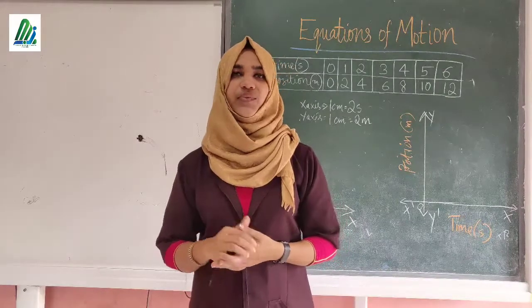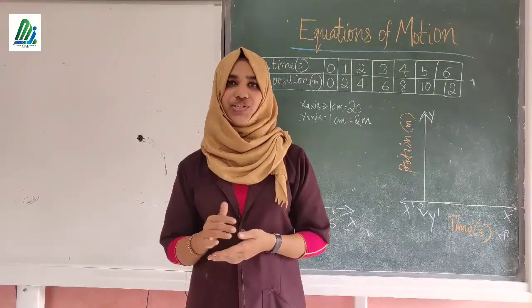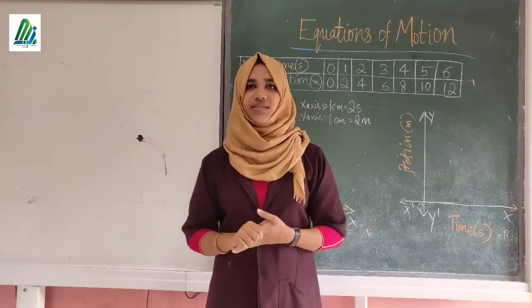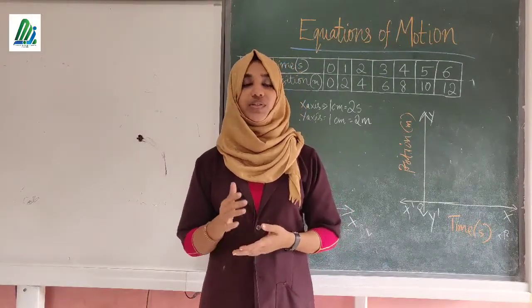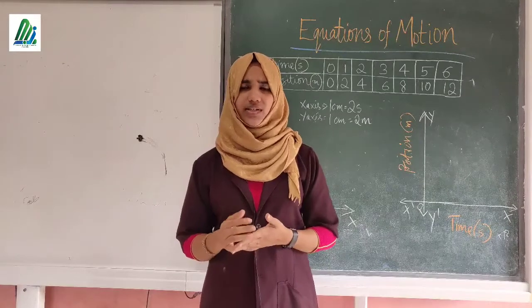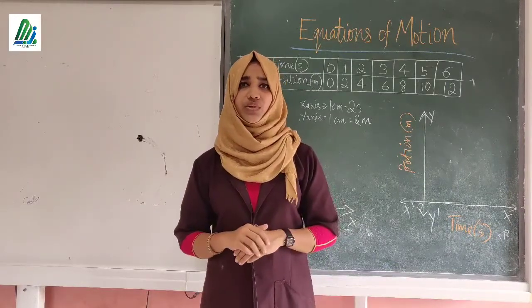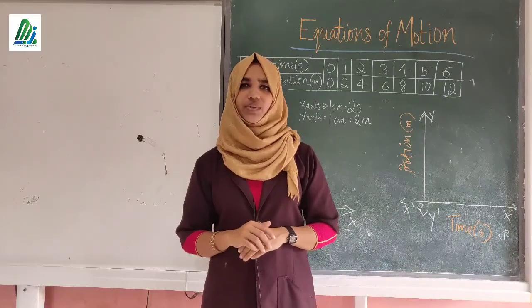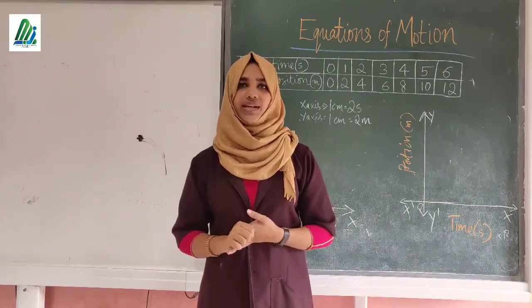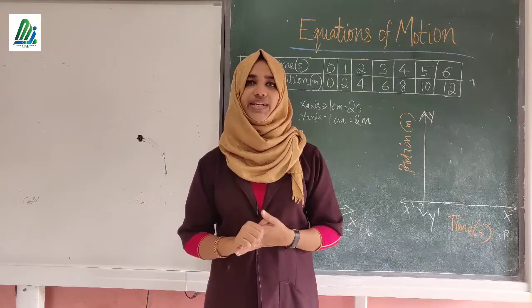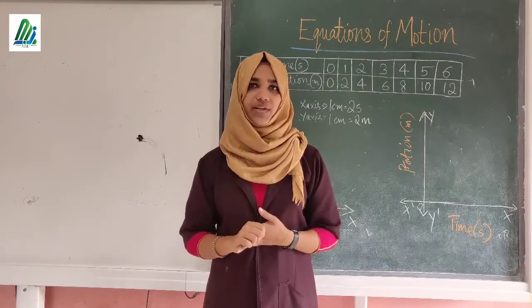Good morning everyone. We are dealing with the chapter Equations of Motion. In the last class we studied the first equation of motion, isn't it? So what is the first equation of motion? V is equal to U plus AT. From today's class you can learn how to draw a position time graph and a velocity time graph.